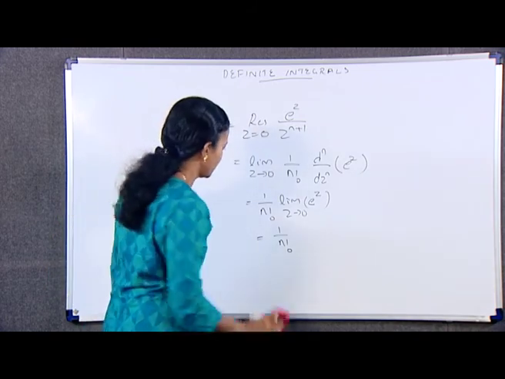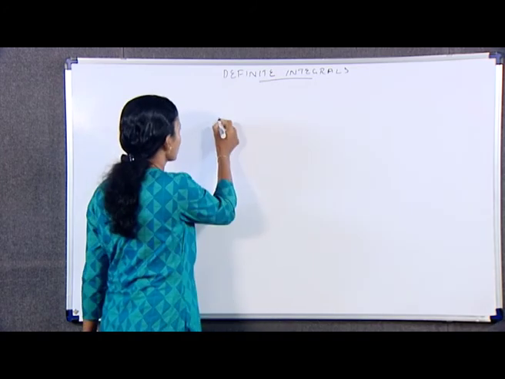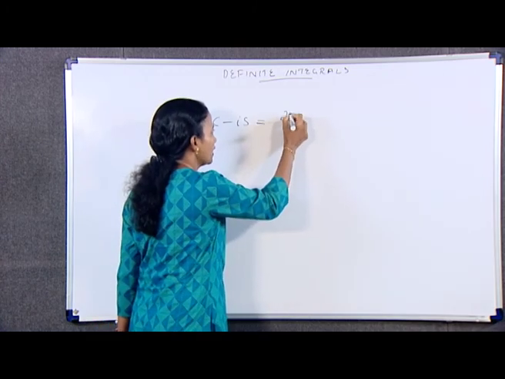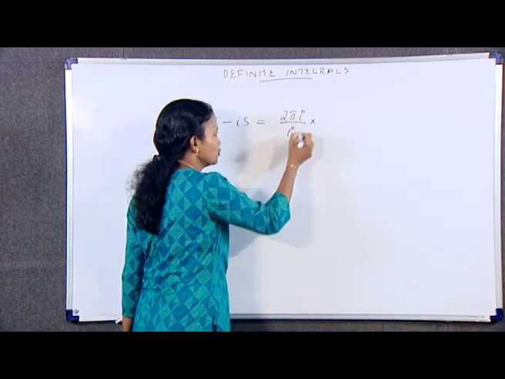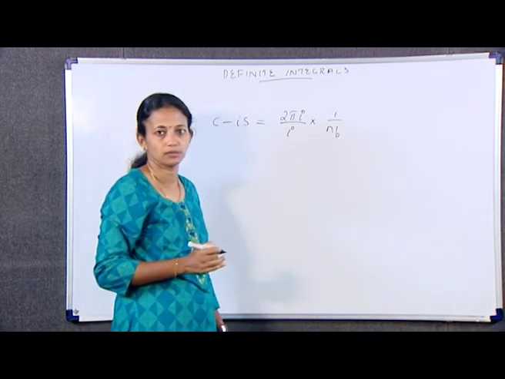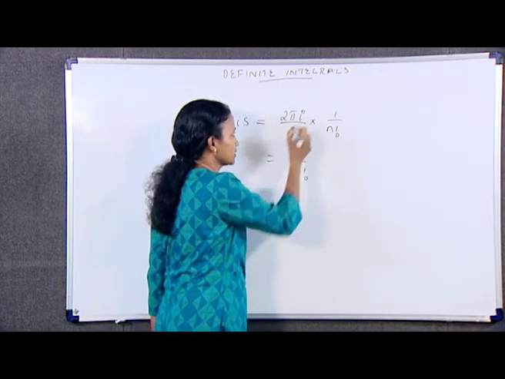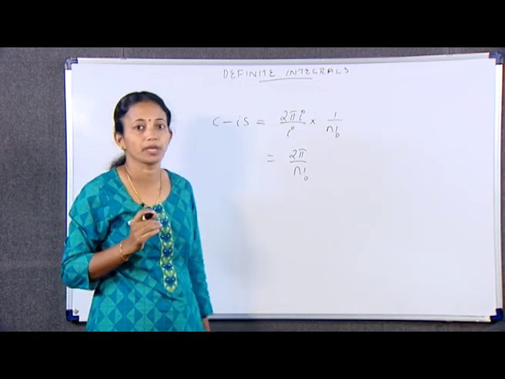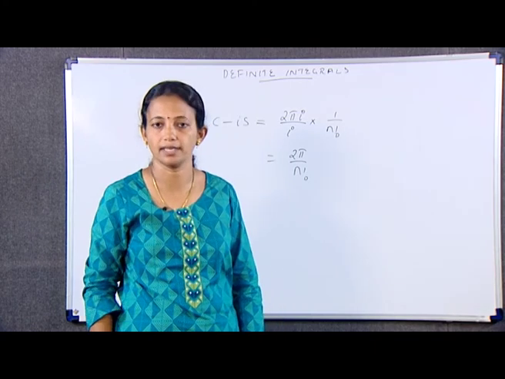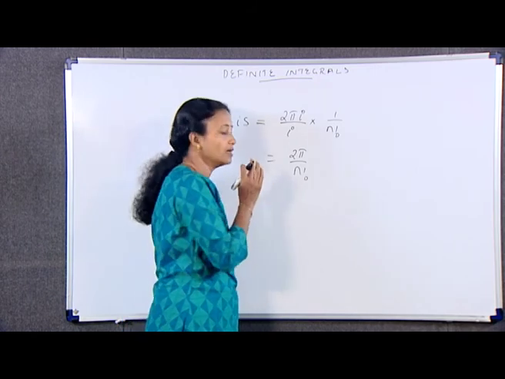Therefore, we can write C − iS is equal to 2πi/i times R. Instead of R, we can write 1/n!. So, it is equal to 2π/n!. By cancelling i and i, we get 2π/n!. Here, C is equal to the real part of C − iS, which is equal to 2π/n!. Here, we have only the real part.